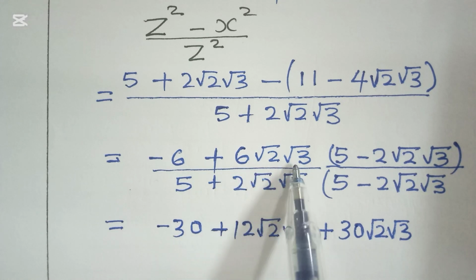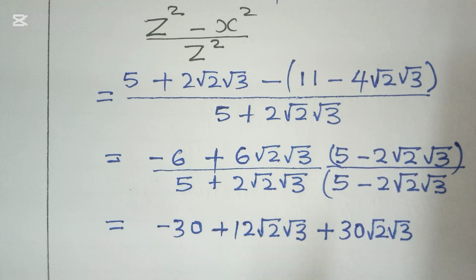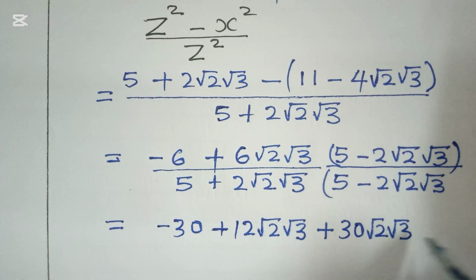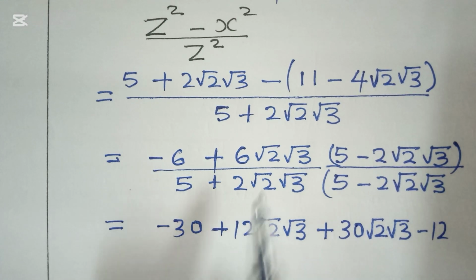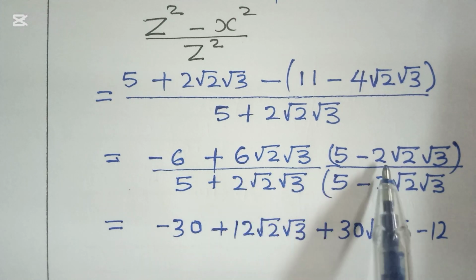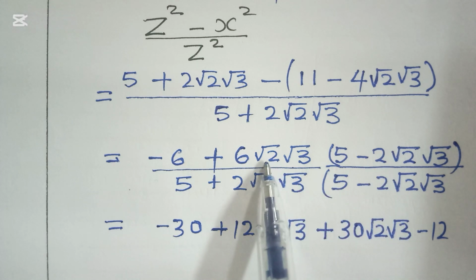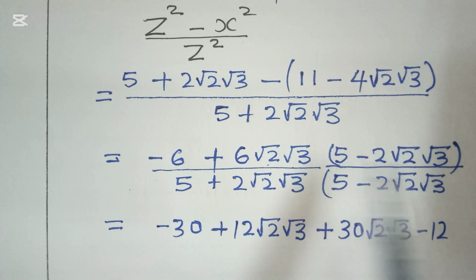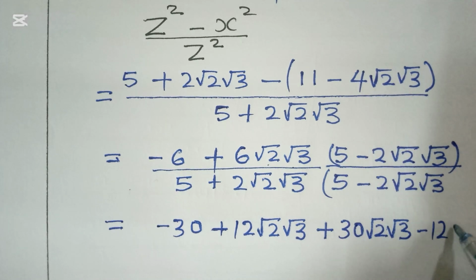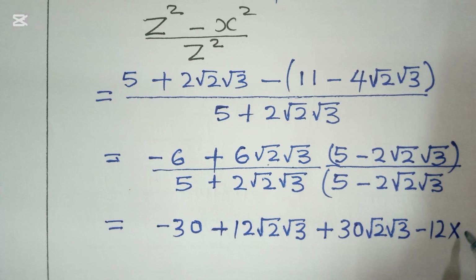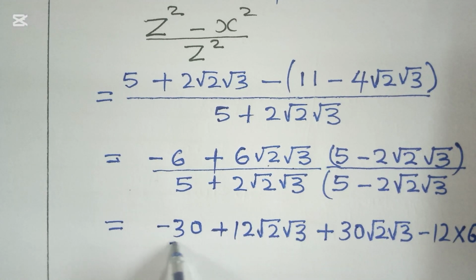And finally, we multiply now 6 root 2 root 3 multiplied by 2 root 2 root 3. This one now is going to be minus 12, that is 6 multiplied by 2 gives us 12. And the rest are root 2 multiplied by root 2 is 2, root 3 multiplied by root 3 is 3. So that is now times 6, that is 2 times 3. This one will give us all over.